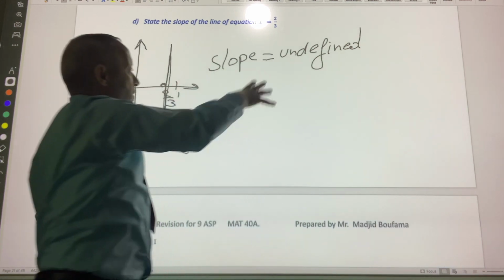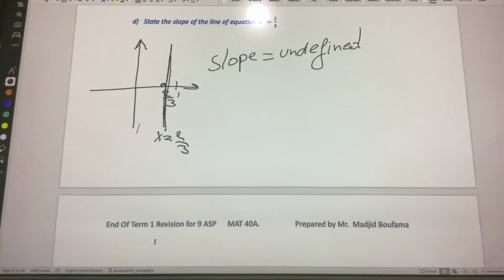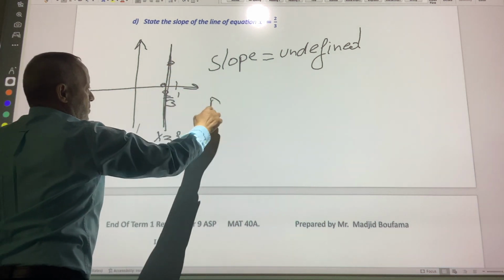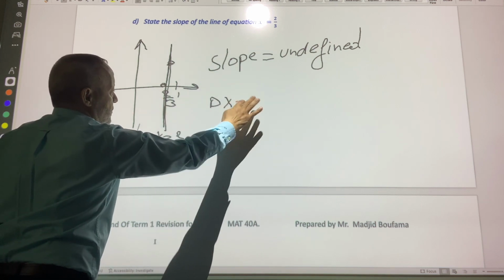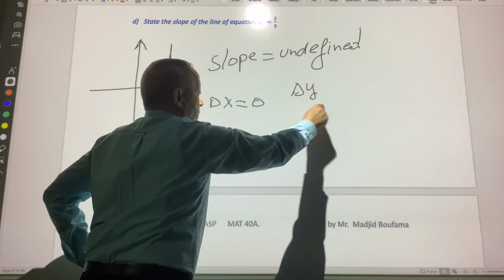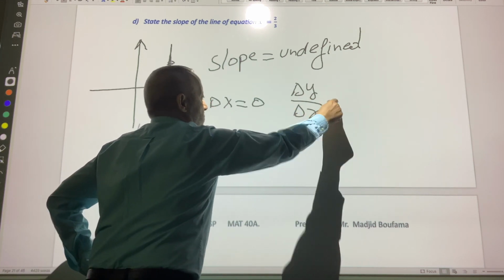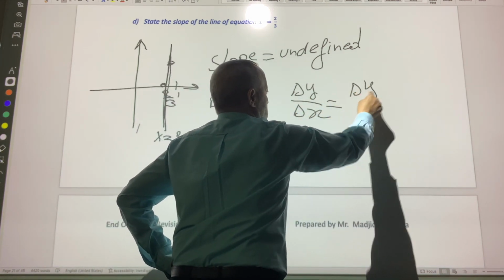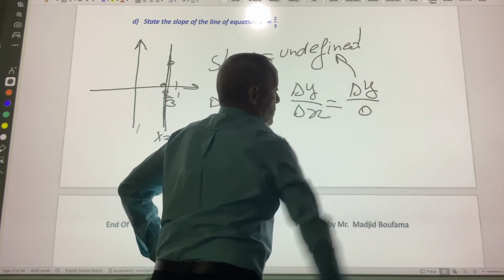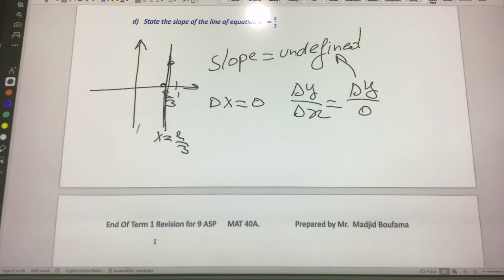I hope I spelled it properly. That's it. If you want to calculate the slope, if you take 2 points, there is no change in x. Change in x is 0. So we calculate slope as delta y over delta x, and you get something like delta y over 0. Delta y over 0 is undefined. You cannot divide by 0. That's why a vertical line has an undefined slope. That's it.